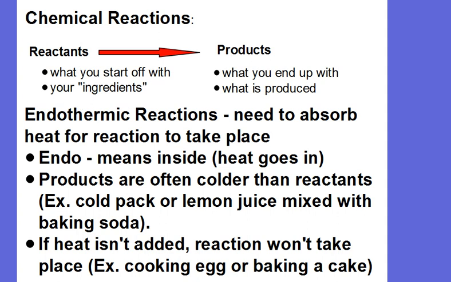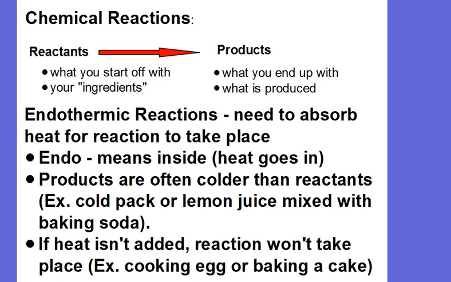So the two kinds of reactions we talked about are endothermic reactions. These ones need to absorb or take in heat in order for the reaction to take place or while the reaction is taking place. The prefix endo means inside, so the heat goes in or is pulled in. The products, what you end up with, are often colder than the reactants. For example, the cold pack in class that we did, or in the lab when we mixed lemon juice with baking soda, we measured the temperature and it got colder.